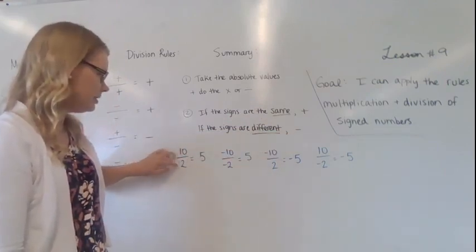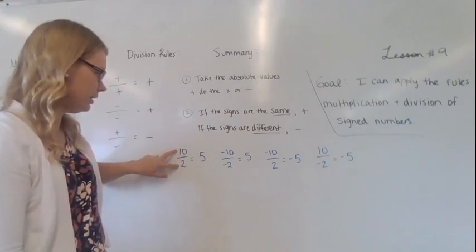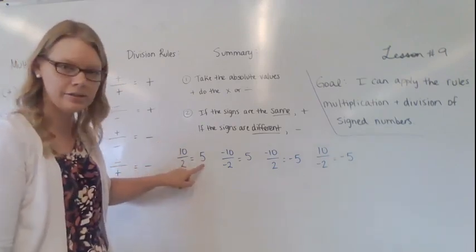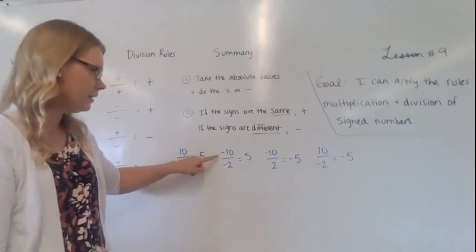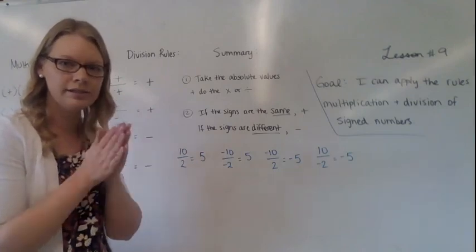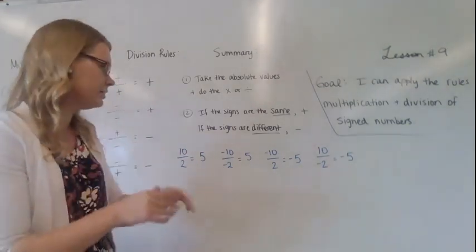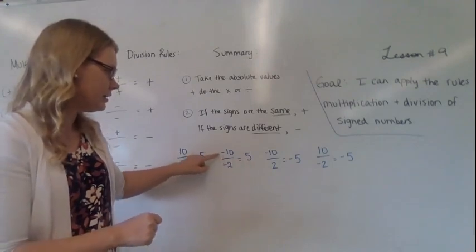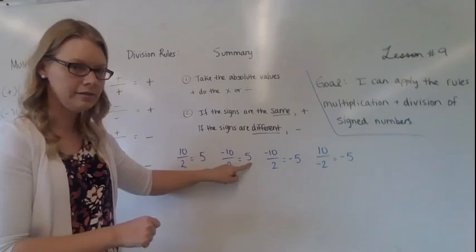Okay, 10 divided by 2, we already have absolute values here. That equals 5, and our signs are both positive. Therefore, our answer is positive 5. Here we have negative 10 divided by negative 2. So I'm going to ignore the negative signs at first, just focus on the absolute values. 10 divided by 2 is 5. Now I'll look and see, do my signs match? Yes, they do. So my answer is positive.